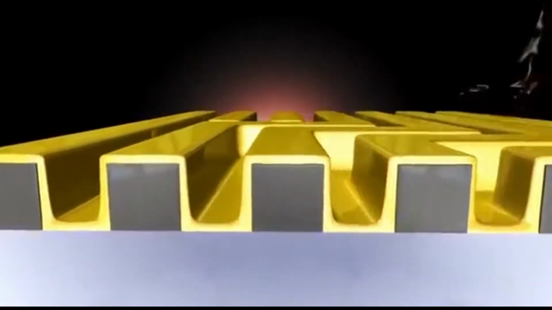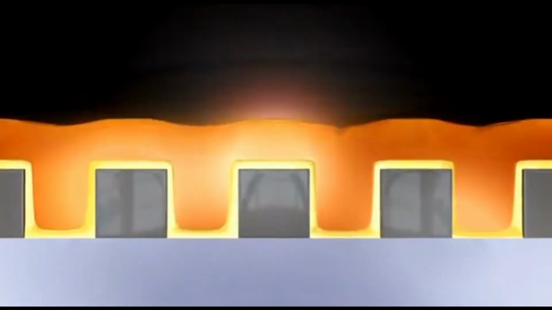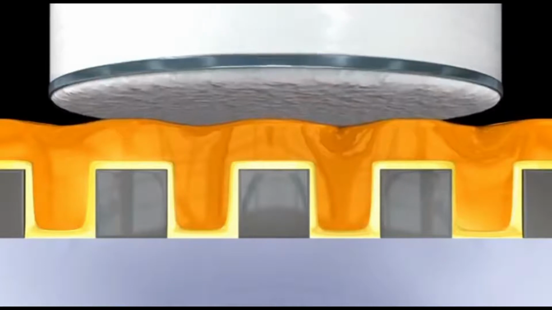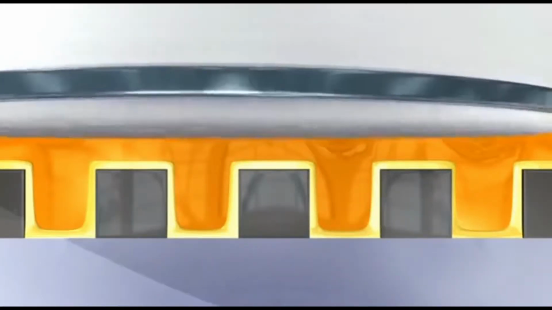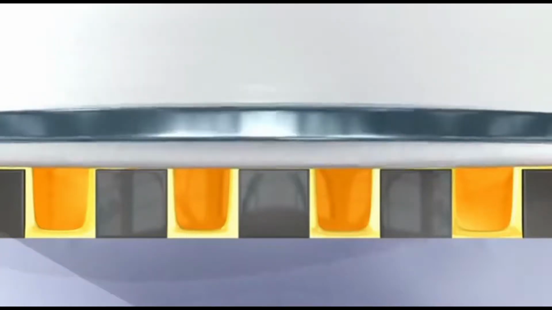Before the copper is poured into the trenches for the interconnects, a barrier layer is applied. It helps to avoid short circuits and guarantees reliability. The trenches are then filled with copper. Finally, the excess copper is ground down to the edges of the trenches. This insulates each interconnect from the others.